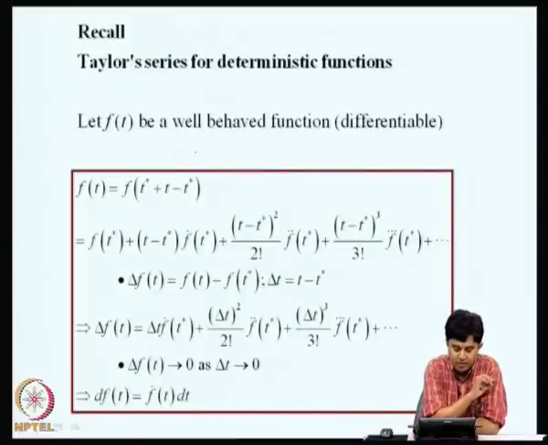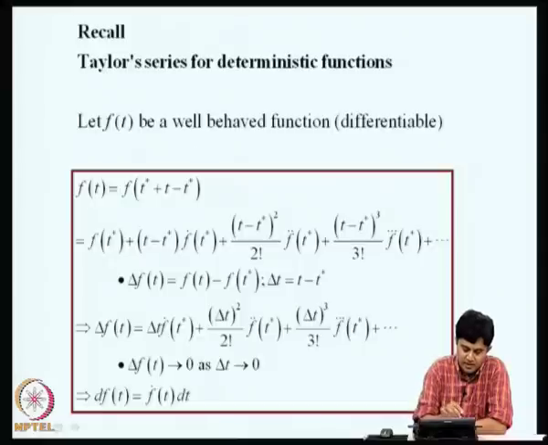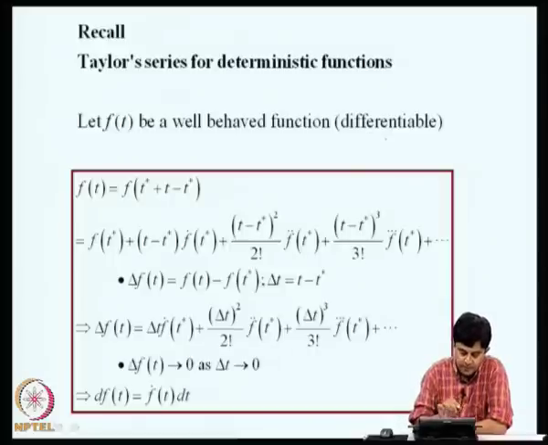So, we will begin by recalling Taylor's series for deterministic functions. Suppose I consider a function f of t which is well behaved, that means it is sufficiently smooth, that is we can differentiate it as many times as we wish. We can consider f of t and write it as f of t star plus t minus t star, and we can expand this function around t star and write it as f of t star plus (t minus t star) into f dot t star plus delta t square by 2 factorial f double dot, etcetera. So, this is the familiar, well known Taylor series expansion for f of t.